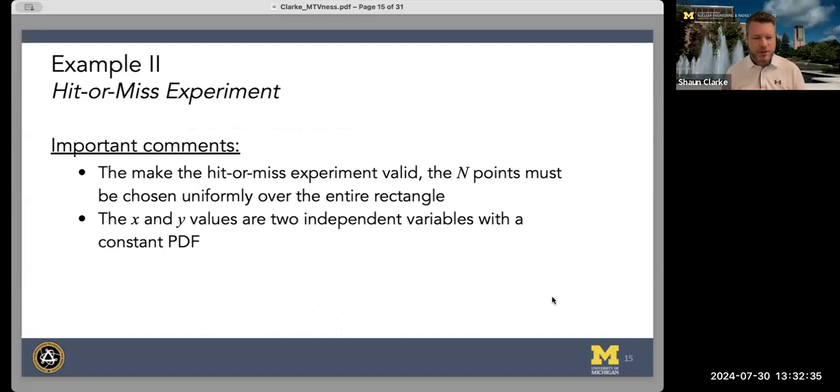Comments, I already kind of mentioned this, but just to put it here for completeness' sake, the X and Y are independent variables, which corresponds to the dart being thrown truly randomly. You're not aiming, for example, right? And the other property is that these endpoints must be chosen uniformly over the entire rectangle. We have to fully sample that rectangular surface in order for this ratio to truly work out to the area of S.